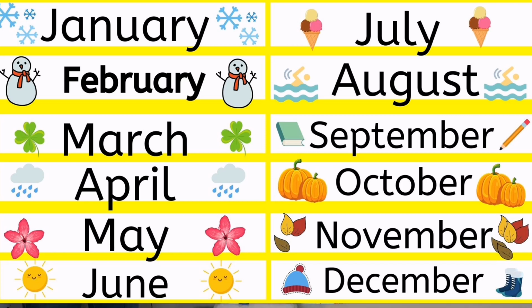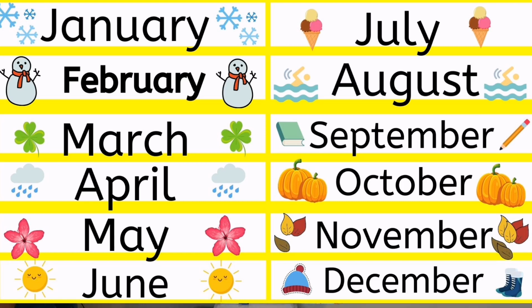How many months are in 1 year? 12, that's right. Let's say them together. January, February, March, April, May, June, July, August, September, October, November, December. These are the 12 months in a year.